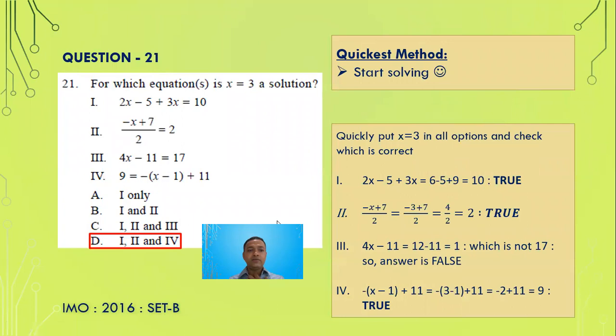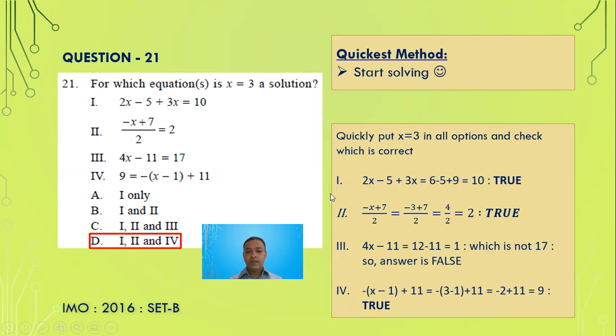Okay, for which equation is x equal to 3 a solution? Again, for such questions, immediately start solving. 2x minus 5 plus 3x. You have to put x as 3. So 2 into 3 is 6. 6 minus 5 plus 3 into 3, which is 9. So 9 plus 6 is 15. 15 minus 5 is 10.